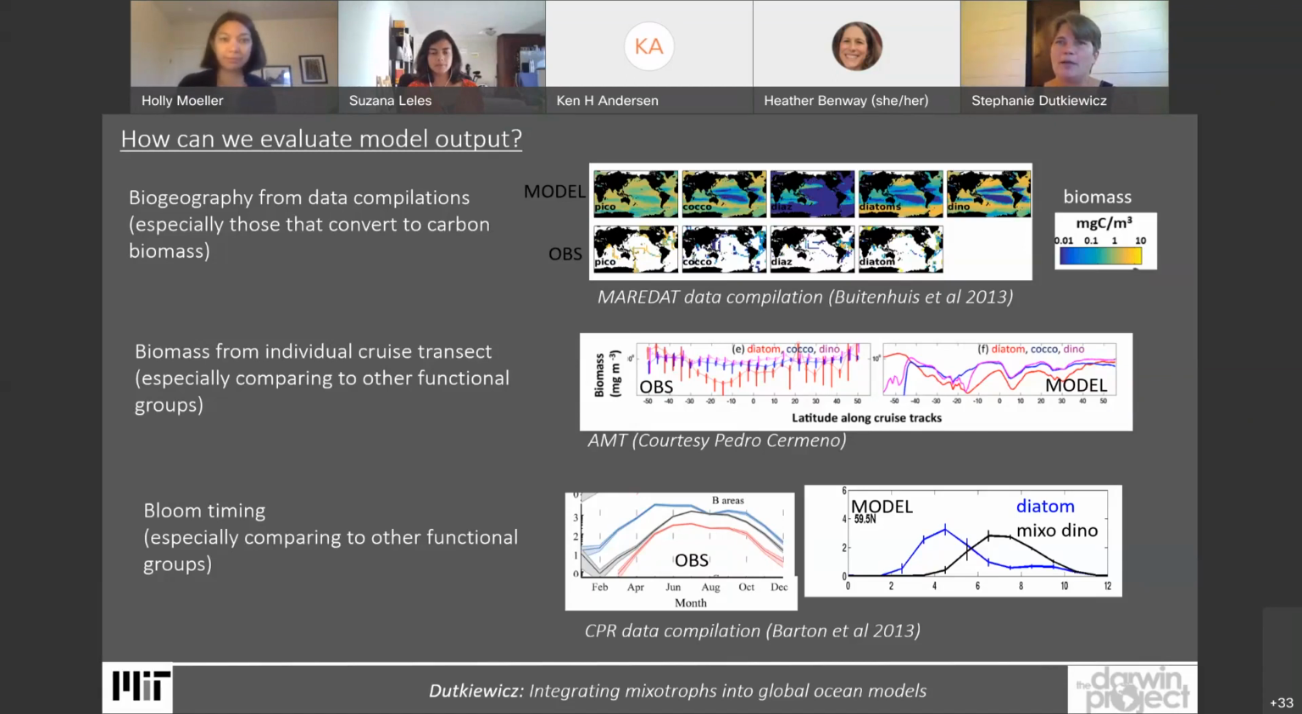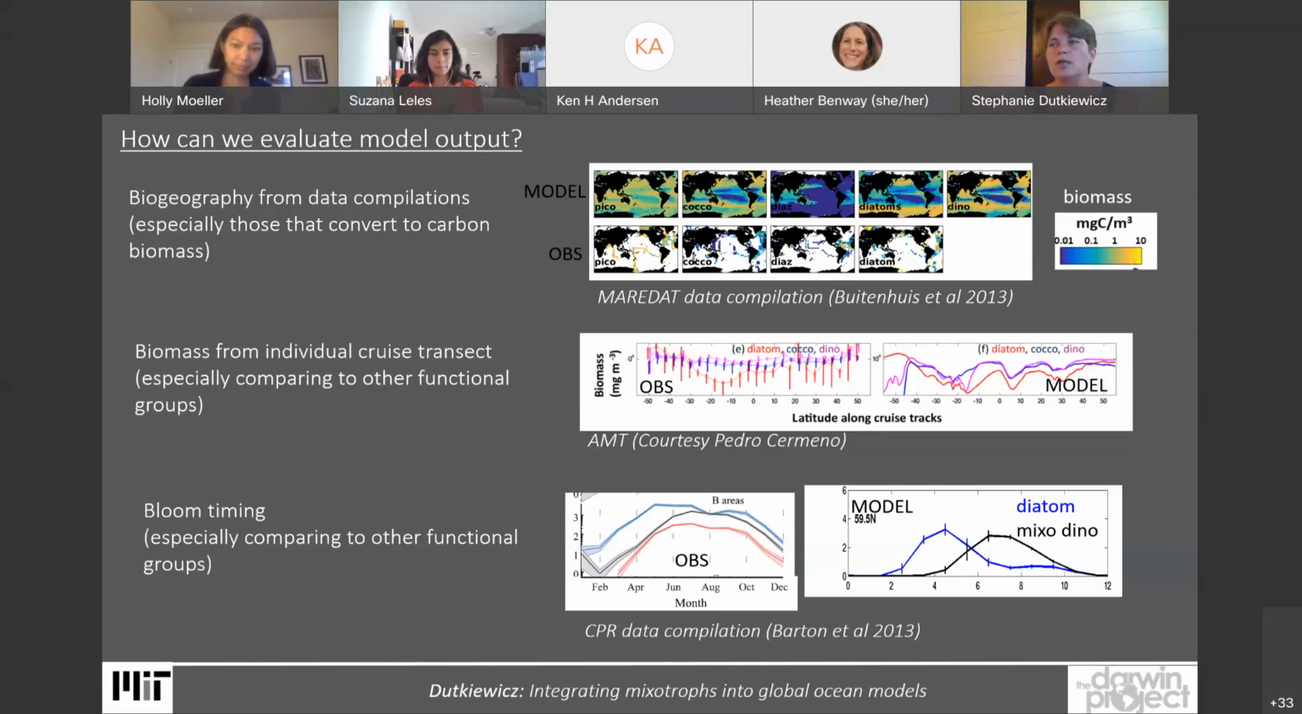We can also look at individual cruises. For instance, the AMT has measured biomass of different phytoplankton types, and we can compare our model to those. In particular, the importance of this is to be able to see how our dinoflagellates, or mixotrophs in this case, compare relative to other phytoplankton. So what is their biogeography relative to other types?